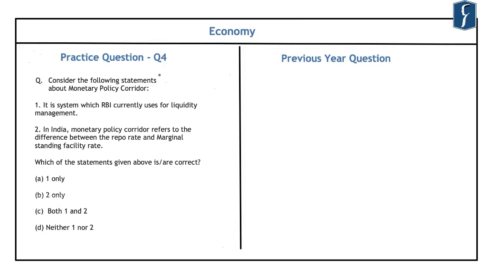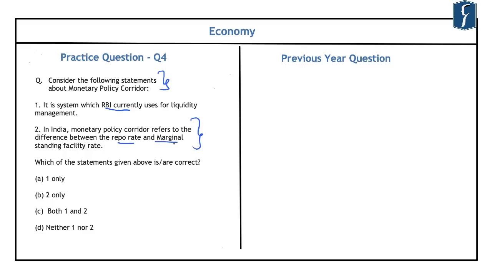Now this fourth question is related to another important term that has been in news, that is the monetary policy corridor. And the question reads, consider the following statements about the monetary policy corridor. The first is that it is a system which the RBI currently uses for the liquidity management. And second is that in India, monetary policy corridor refers to the difference between the repo rate and the marginal standing facility rate.